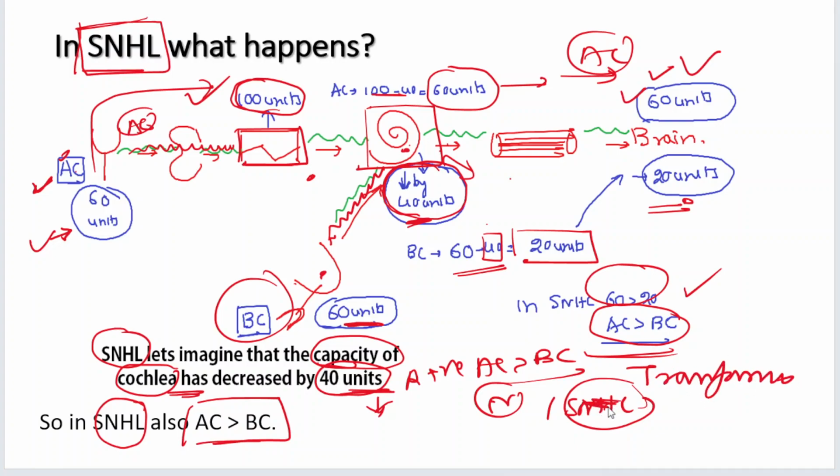Because even in a sensorineural case, when the sound is passing through the transformer action, it is increasing its sound. Okay, if you can remember the 60 units, 100 units, and the cochlea's capacity has come down by 40 units, you can understand this.